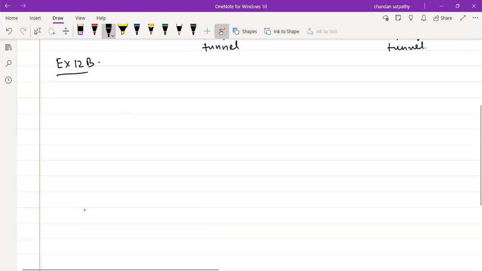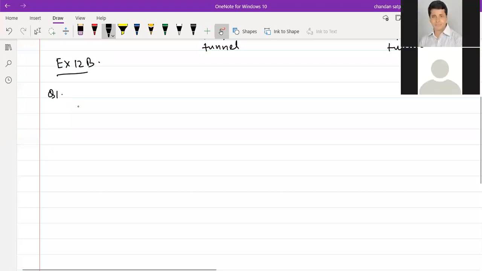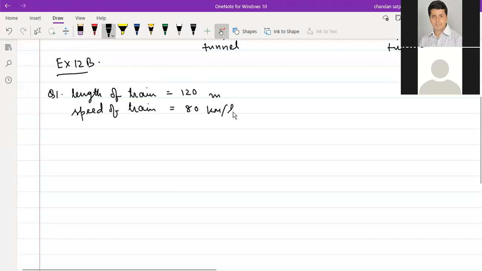So let us see question number 1. What is there in question number 1? Everyone look at the question. It is given that a train 120-meter long is running at a uniform speed of 80 km per hour. So we'll write here first that length of train is equal to 120, sorry, 120 meter. Then what is the speed of train? Speed of train is equal to 80 km per hour.